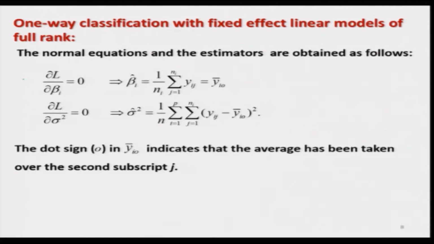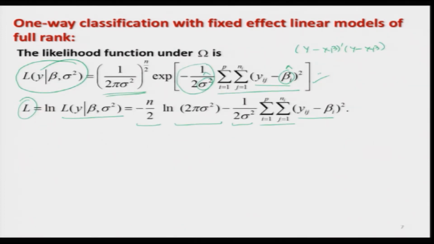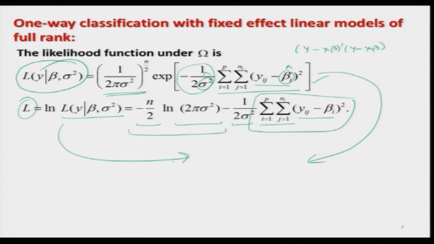So, what we try to do? We simply try to use the same rule that we used earlier, that we differentiate the log likelihood with respect to beta i and sigma square and put it equal to 0. So, they will give us the normal equations, right. And when you try to solve this normal equation, we get here like this. So, you can see here that in this function, if you try to differentiate this log likelihood, what will happen?